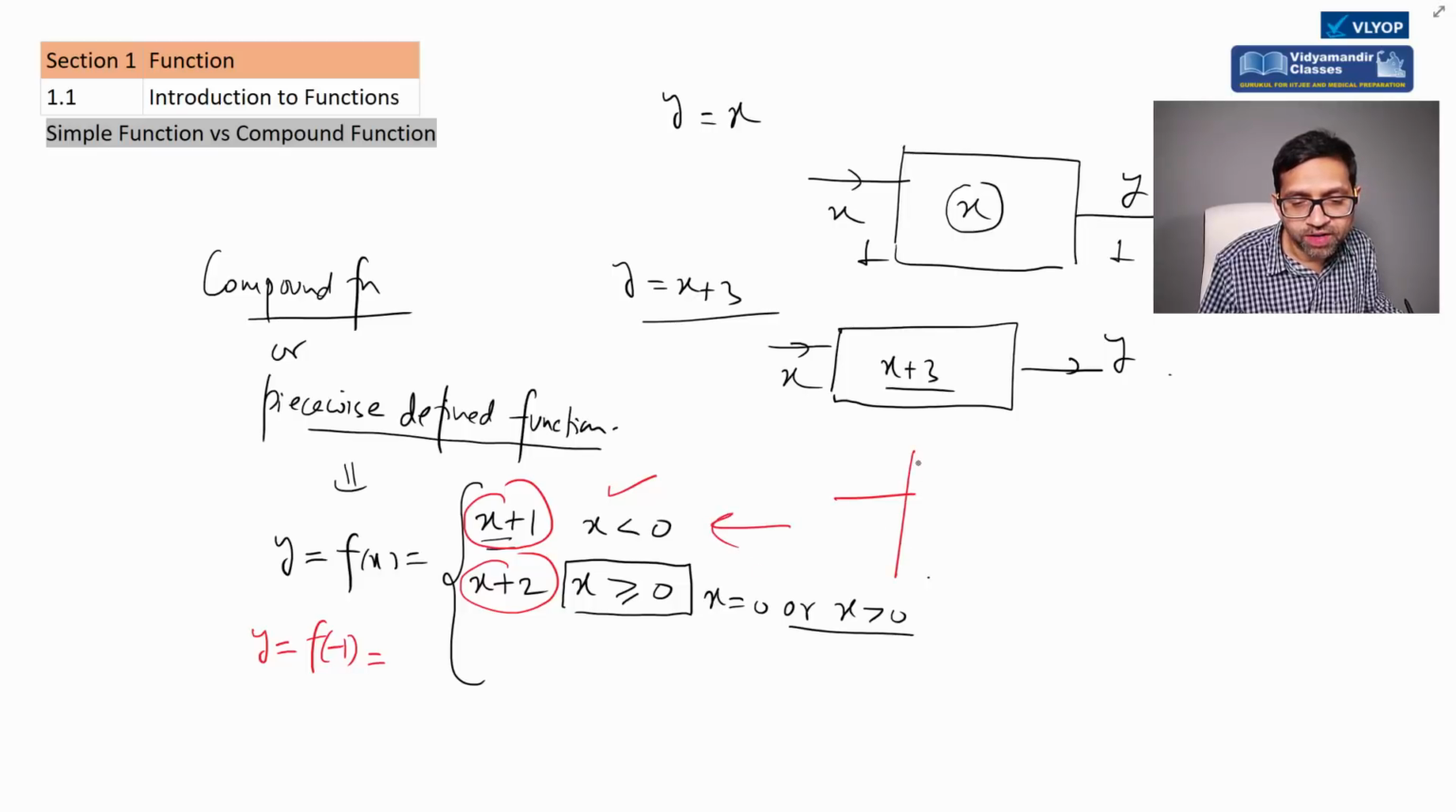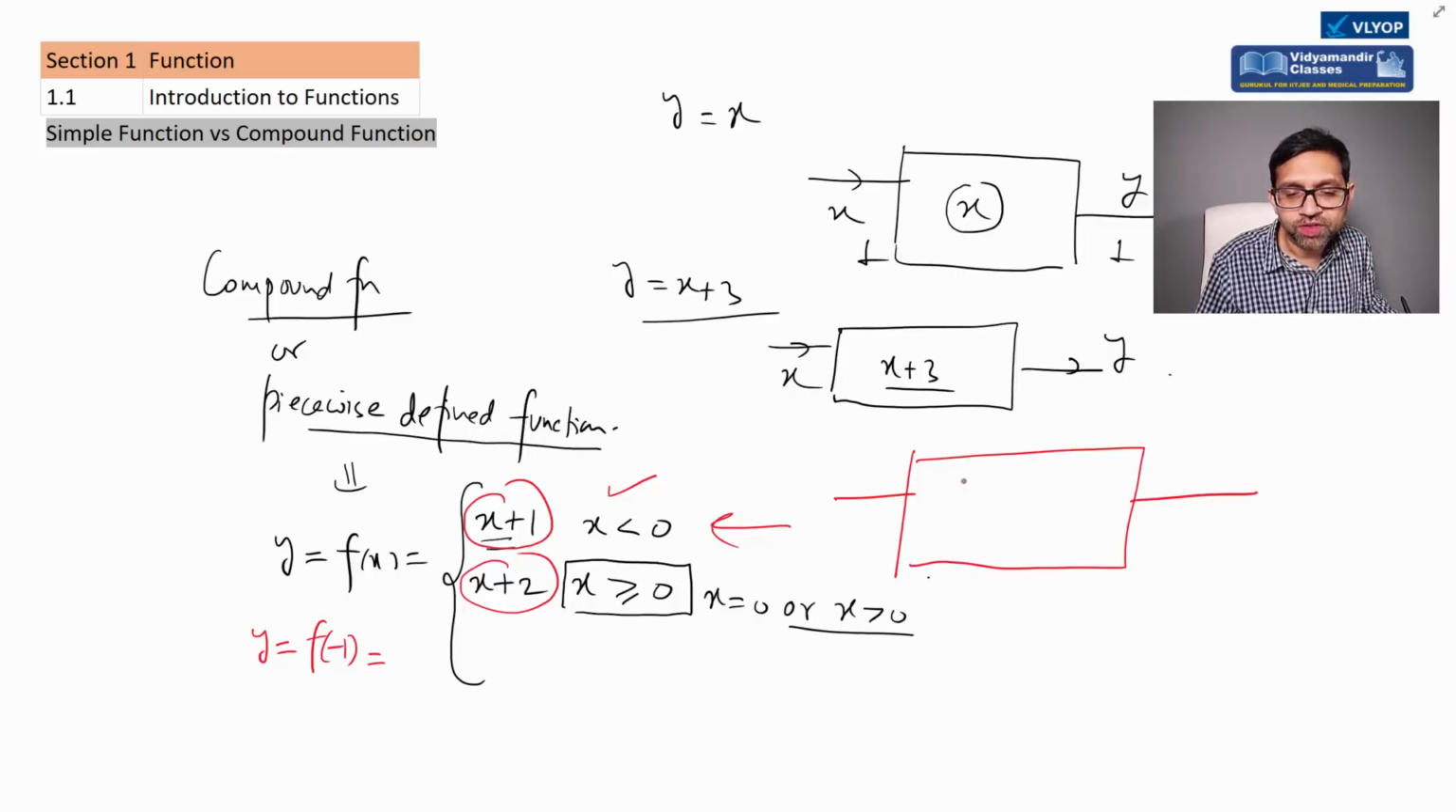You can understand this with the help of this operator diagram also. So in this case we have this definition here which says x plus 1 when x is less than 0, and when x is greater than or equal to 0, do x plus 2. Now I'm replacing minus 1 here. When I replace minus 1 here, this condition will be checked. X is negative, so minus 1 is given to this function. Minus 1 इसके पास जा रहा है और उसमें 1 add हो गया, तो output will be 0 this time.